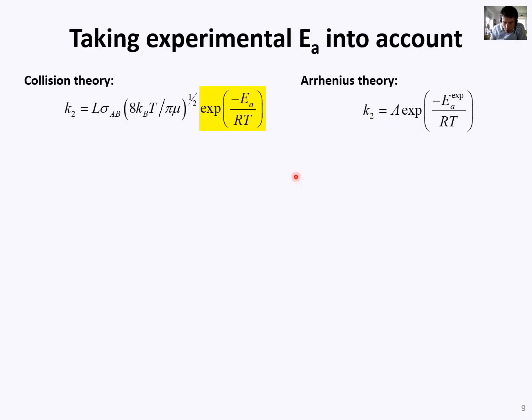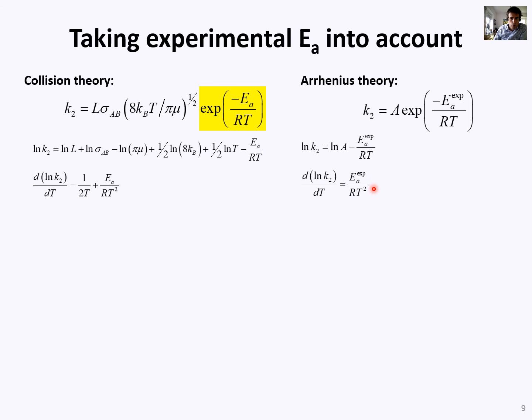But slightly annoyingly, in order to take experimental activation energy into account and to work out if we can directly compare the collision theory pre-exponential factor with the Arrhenius theory pre-exponential factor, we do first need to do some relatively horrible maths. And the key point on this slide is that the K2s are the same, and what we're trying to work out is whether this activation energy here is the same as the experimental activation energy here. Okay. So in order to do this, we have to do a bit of maths.